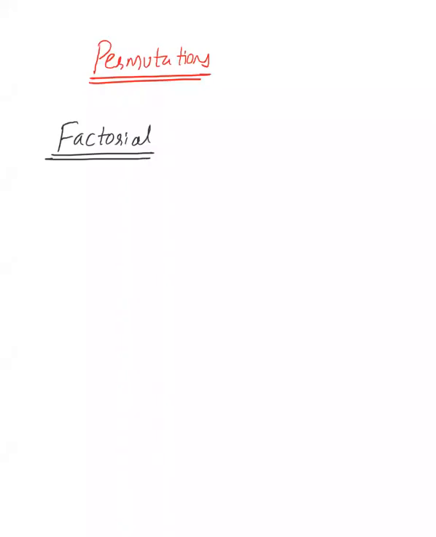Factorial is nothing but, suppose you talk about 5 factorial. Factorial is represented by this sign. 5 factorial means you have to multiply, reducing by 1 till 1.